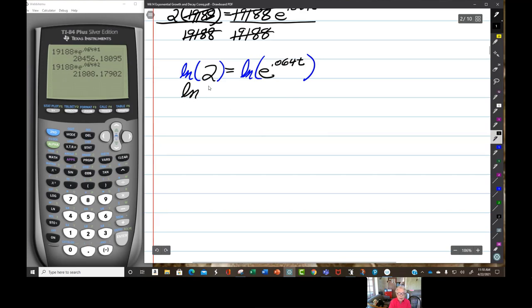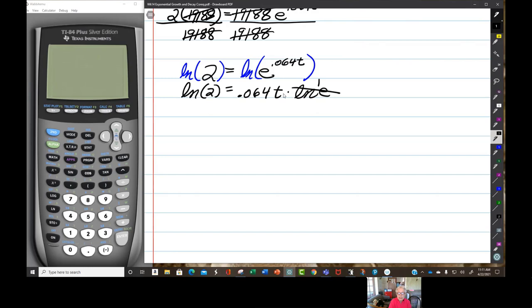So that I have ln 2. Using the power rule, this exponent comes down in front, 0.064t times the ln of e, and the ln of e is 1. So this is a 1. Now, 0.064t times 1 is just 0.064t, so I am going to divide t by 0.064.